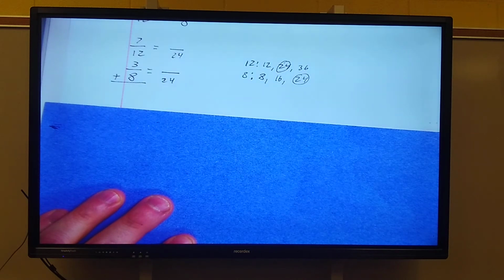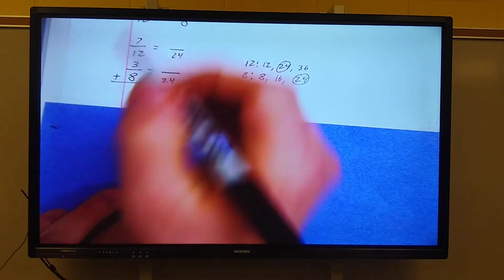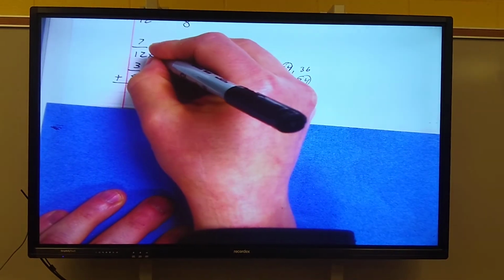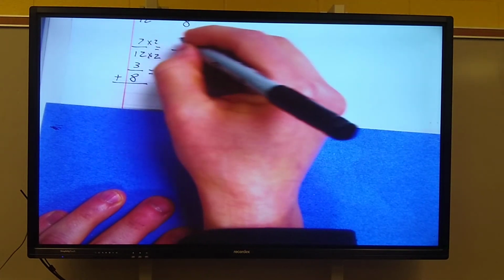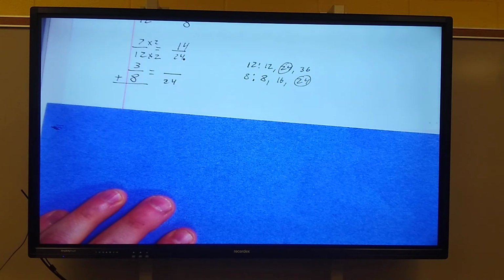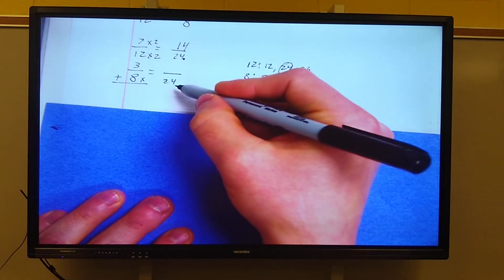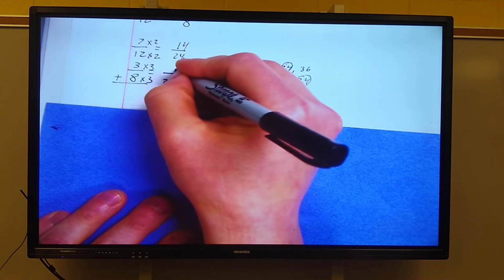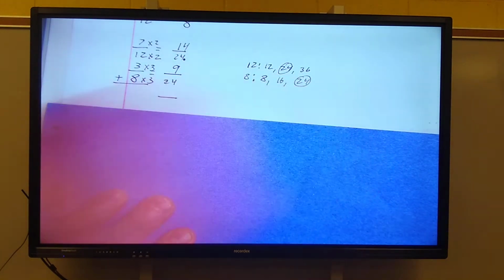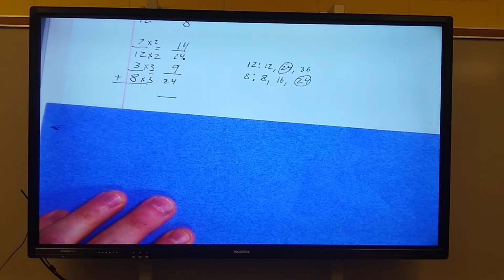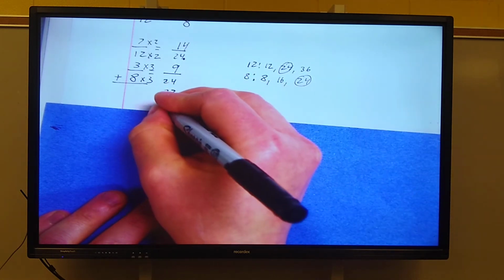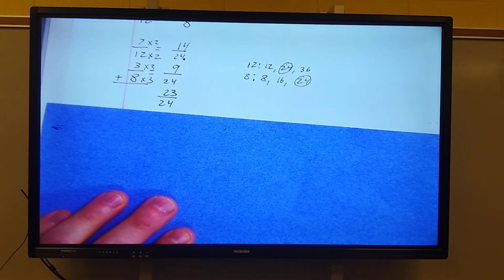All right. I must now find my new numerator. 12 times what equals 24? 12 times 2. 7 times 2 equals 14. 8 times what equals 24? 8 times 3. 3 times 3 is 9. So now I simply add the numerators. 14 plus 9 is 23. And then my denominator stays the same.